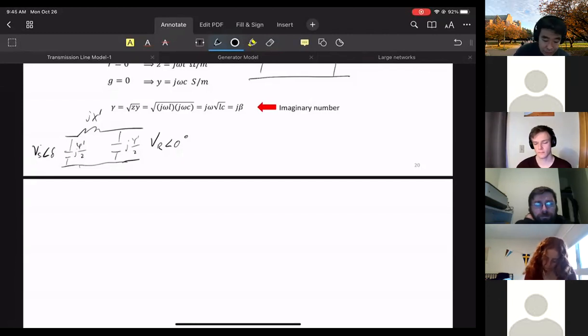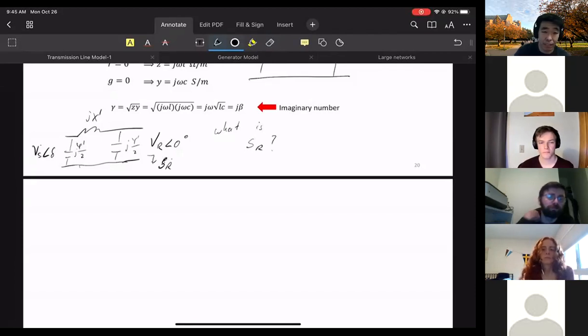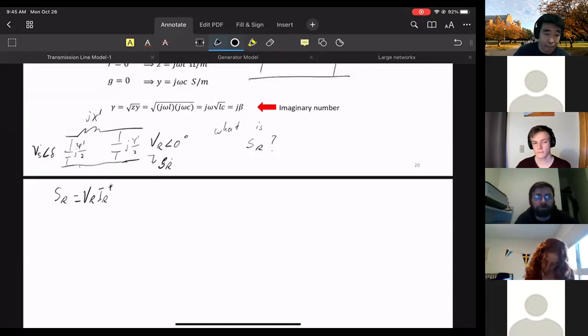And then what we want to compute is SR. What is the amount of power I can pull out of this transmission line if I have some sending voltage Vs and receiving voltage Vr? To compute SR, the equation we use is Vr Ir star. Our goal is now to compute Ir and then multiply by Vr to get the power.